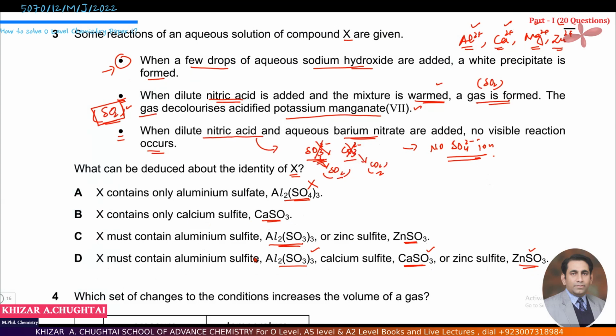So the appropriate option is the D option, the option that has the maximum capacity of the possibility, or the maximum variant of its possible correct answers. That is D option. So D is the correct option in this case.